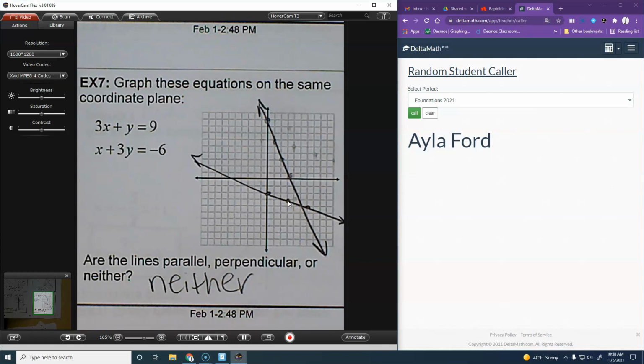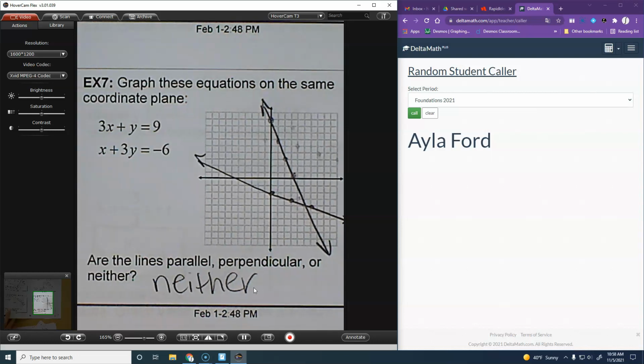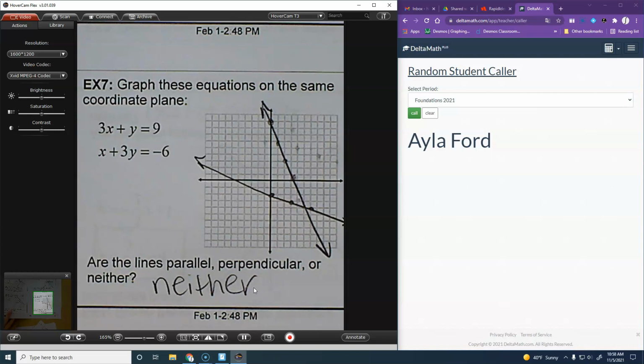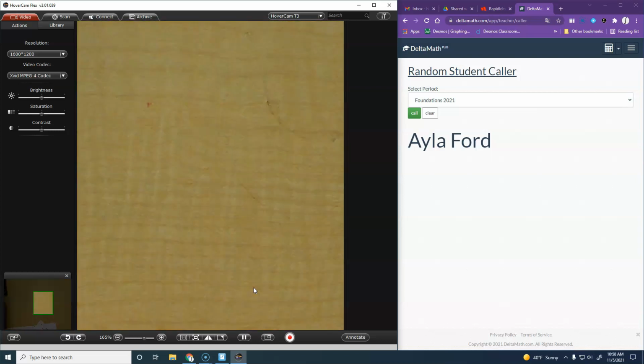I'm pretty sure. Okay. She says they are neither. Do you guys agree? I think that looks good because that's definitely not going to be a right angle right there. Okay. So I think it looks good. Anybody see anything I missed? Yeah, so you can give me another pass. That'd be good if you give it. All right. I think she's right. Good job, Ayla.